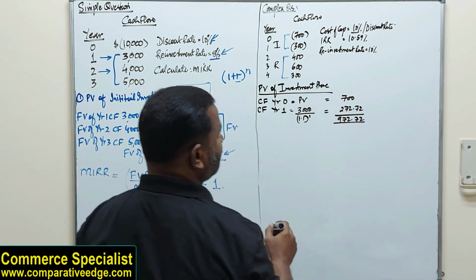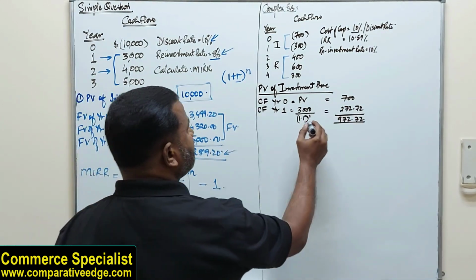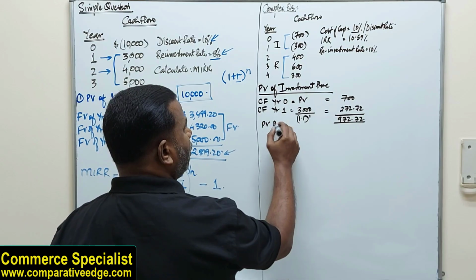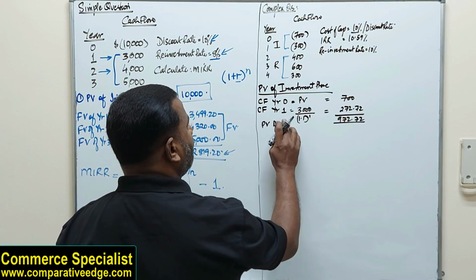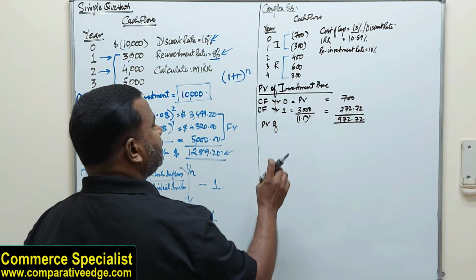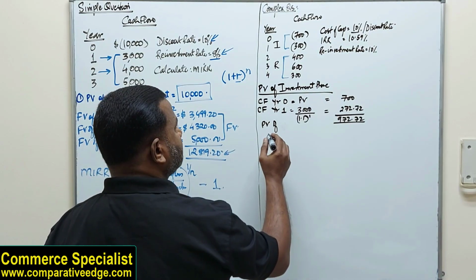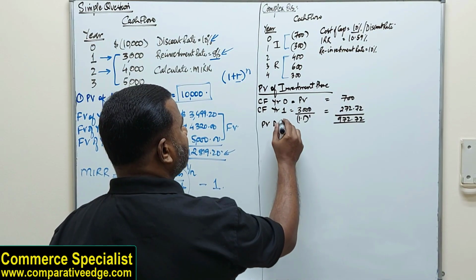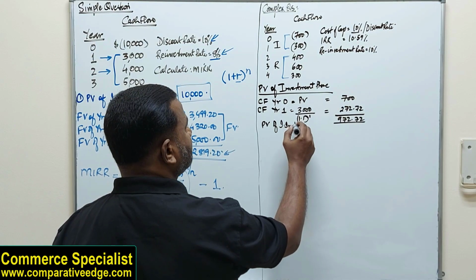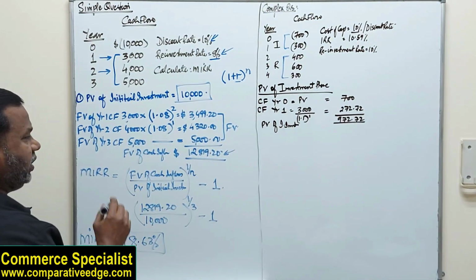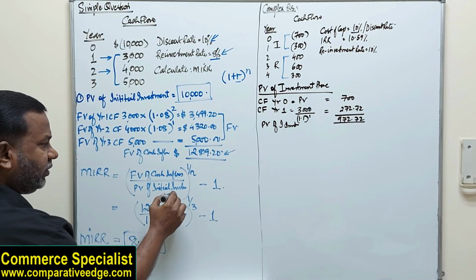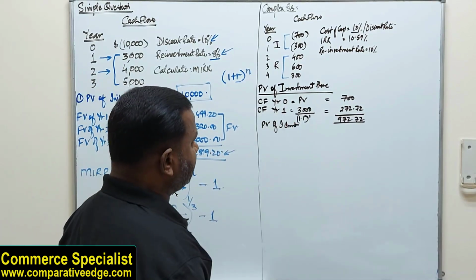If I add these two, this will be 972.7273 whatever. So this is the present value of cash, or you can say present value of initial investment. Just like here, we wanted present value of initial investment, we have present value of initial investment.